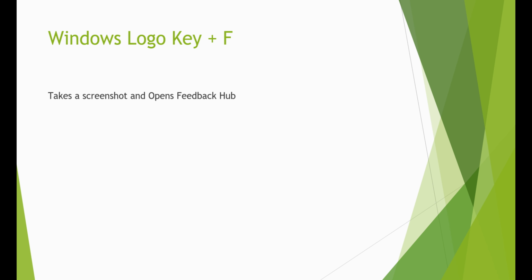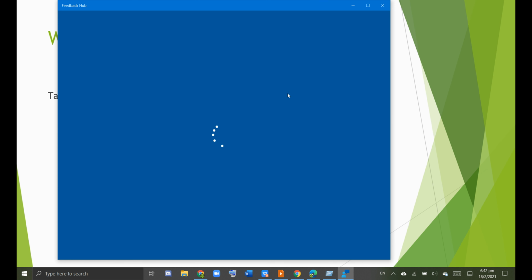Windows logo key plus F takes a screenshot and opens Feedback Hub. Right, use Windows key plus F and it opens Feedback Hub.